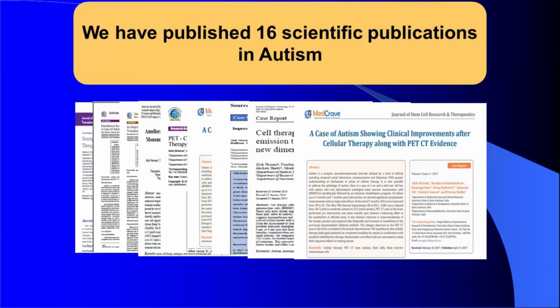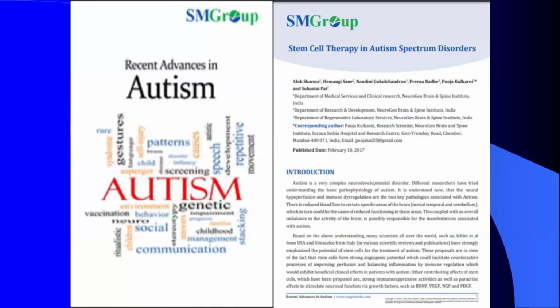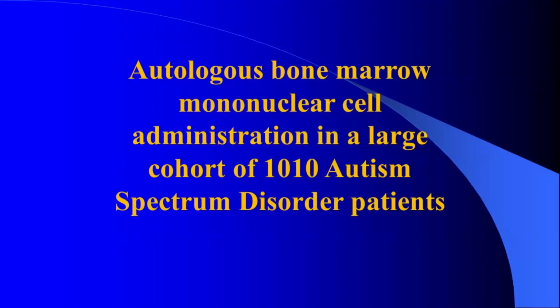We have a total of 6 scientific publications in the results of cell therapy in autism. And now international medical books are introducing chapters. So in this book on recent advances in autism, there is a chapter, Stem Cell Therapy in Autism Spectrum Disorders, and they've asked us to write the chapter. So we've written the chapter for this book. Now this is data, what I showed you earlier was published. This data of 1,000 patients has been sent for publication.